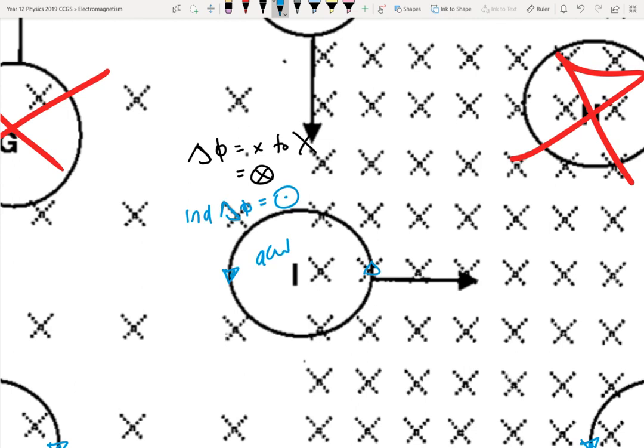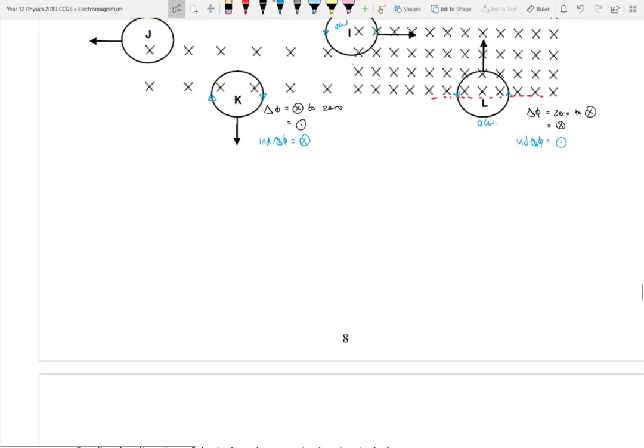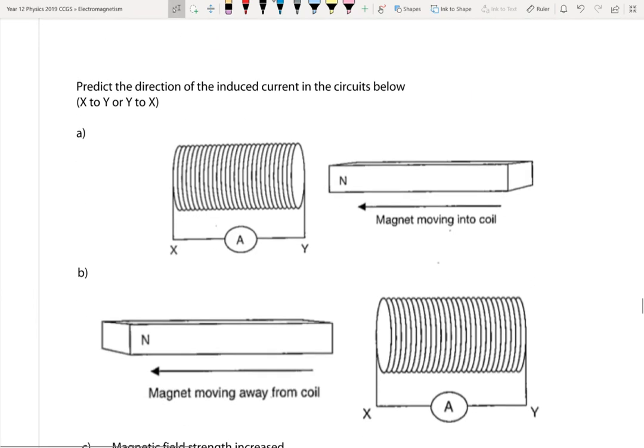Cool, cool, cool. There are a few others there, and same deal. I've said it out aloud. You might want to do the 4-step response. As coil D enters the magnetic field, it experiences a change in flux directed into the page. All right, get used to writing all that jazz. Okay, over the page, please.